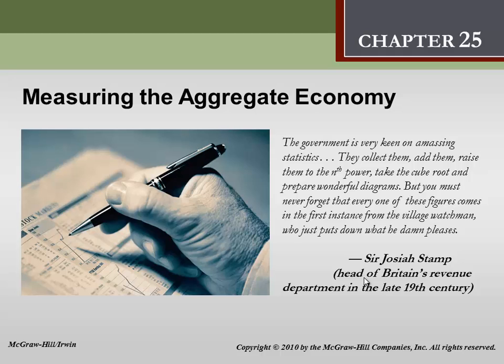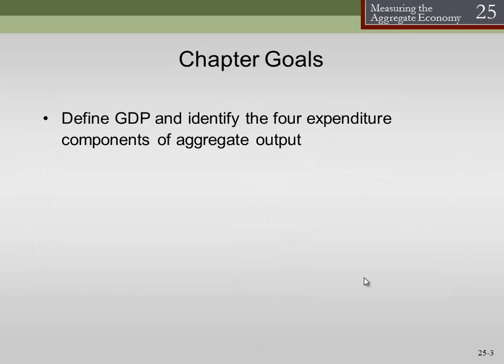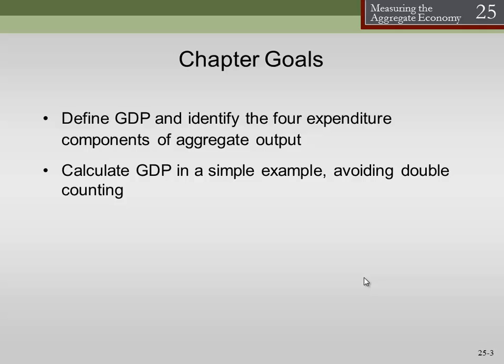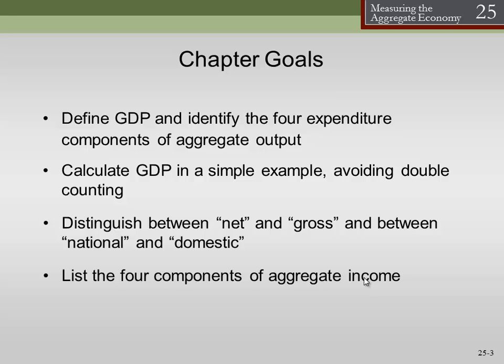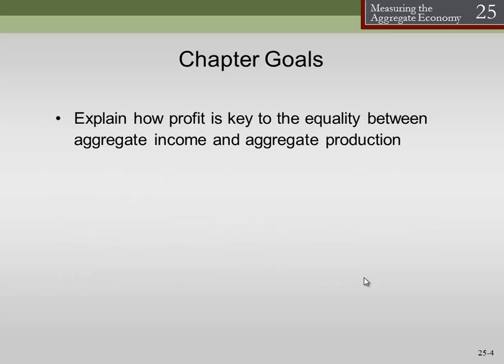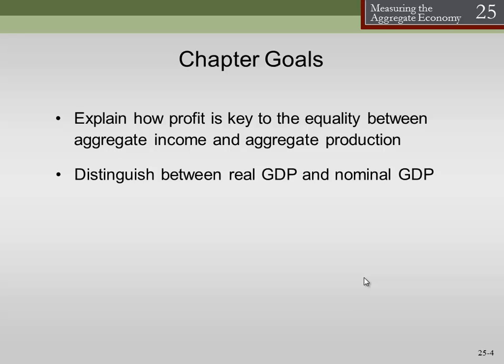So let's get started. At the end of this chapter, you should be able to define GDP and identify these four main components of GDP. Calculate GDP in a simple example, and distinguish between net and gross. We'll talk a little bit about the difference between gross national product, gross domestic product, but to be honest, that's kind of an old topic. List four components of aggregate income and explain how profit is key to equality between aggregate income and aggregate production. And we'll distinguish between real and nominal.